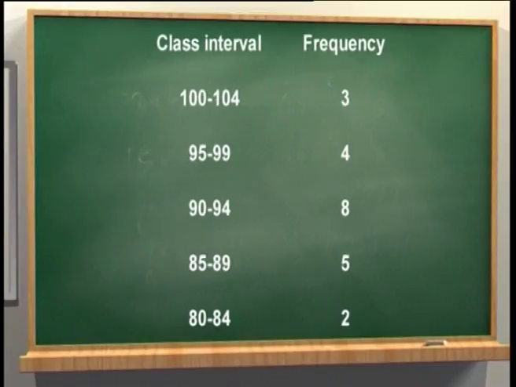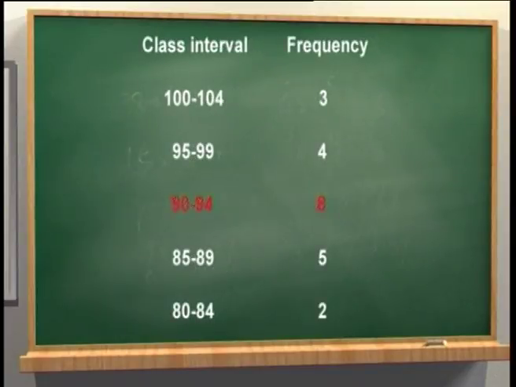Let's have a look at the example. In the given distribution, there are maximum, that is 8 frequencies in the class interval 90 to 94. So, the midpoint, that is 92, is the mode.